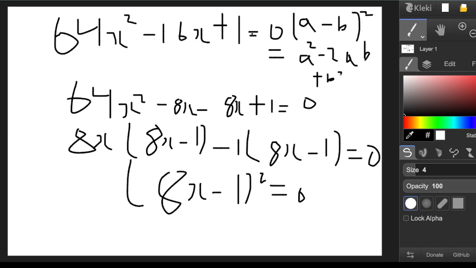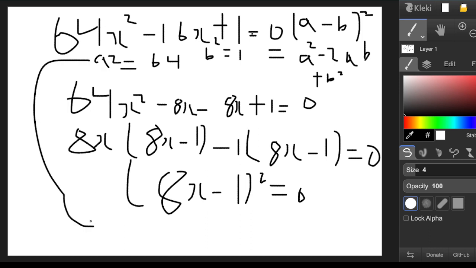Alright. And in this case, we already have it in this form. Our a squared is 64, and our b squared is 1. So going from here, you'd get this.